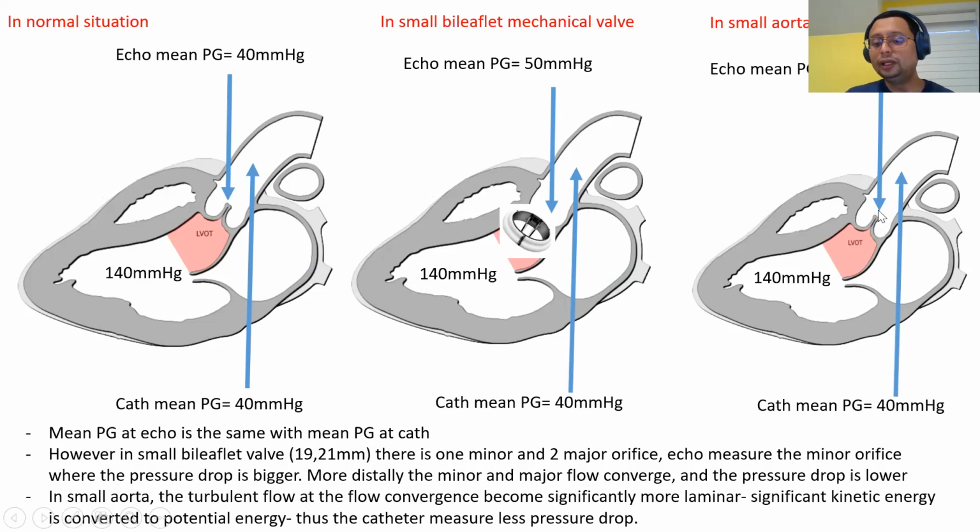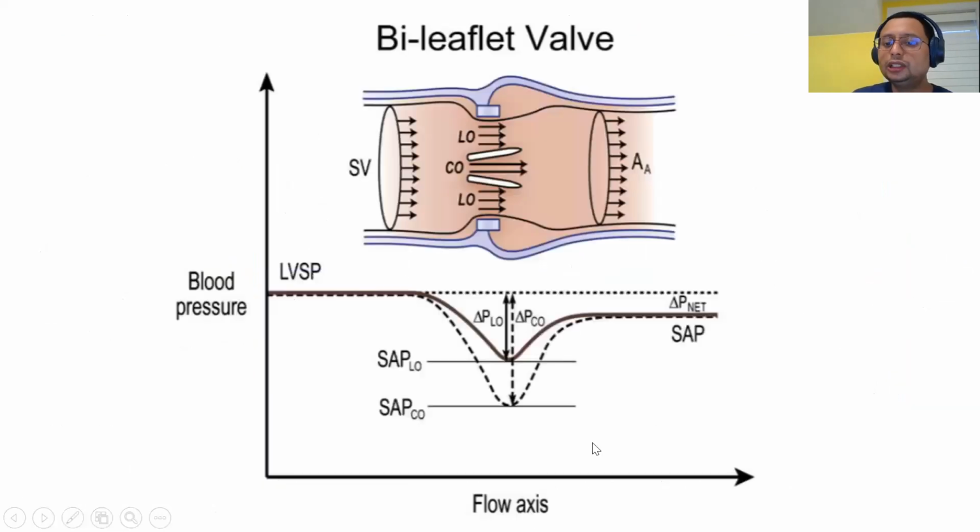So the turbulent flow here becomes significantly more laminar here. So significant kinetic energy is converted to potential energy. Thus, the catheter measures less pressure drop. In this situation, the catheter measures 40 and the echo measures 50 millimeter mercury. So this is just showing you what happened in the bileaflet valve. Just distal to the orifice, transthoracic echo cannot differentiate whether it is from the minor or major orifice. So they just show you the major orifice here.